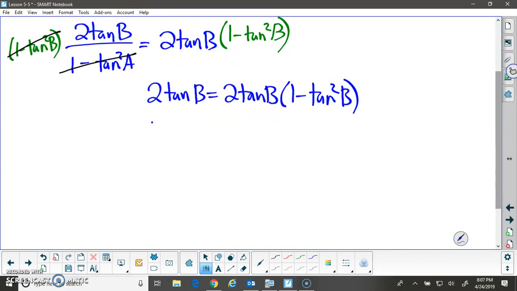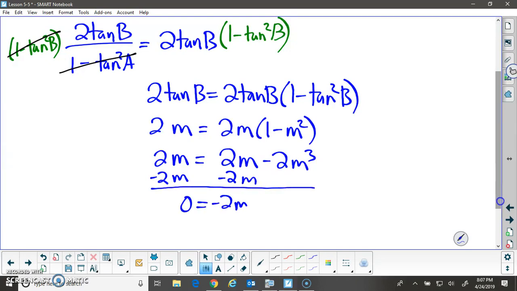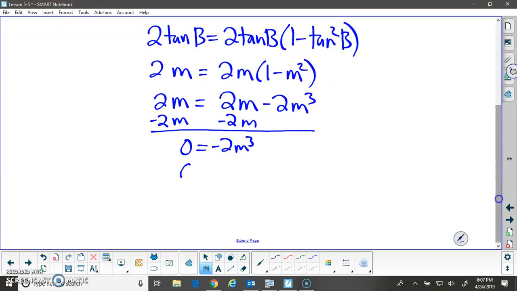Well, again, if you want to use m's, I'm going to distribute on the right-hand side. It's going to give me 2m minus 2m cubed. I'm going to subtract 2m from both sides because we've got like terms. That's going to give me 0 equals negative 2m to the third. And so if I divide both sides by negative 2, and then cube root both sides, that's going to end up giving me 0 equals m.